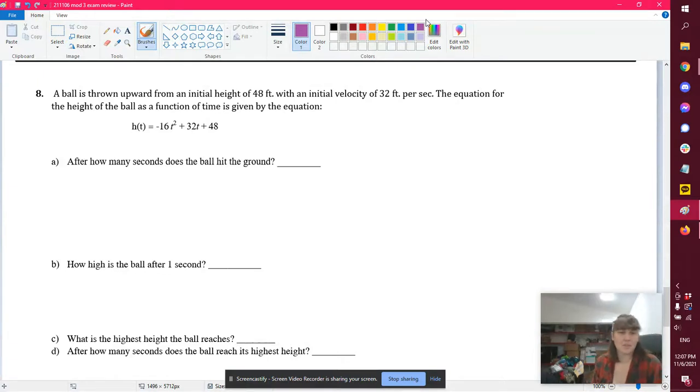Let's go. Here's the question. A ball is thrown upwards from an initial height of 48 feet with an initial velocity of 32 feet per second. The equation for the height of a ball as a function of time is given by this following equation. H, which stands for height, of t, which stands for time, is equal to negative 16t squared plus 32t plus 48. As a fun fact, this 48 is what the initial height is from, this 32 is what the initial velocity is from, and negative 16 is gravity. So gravity pushes you down.